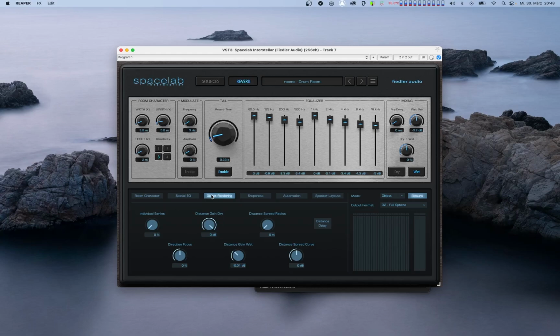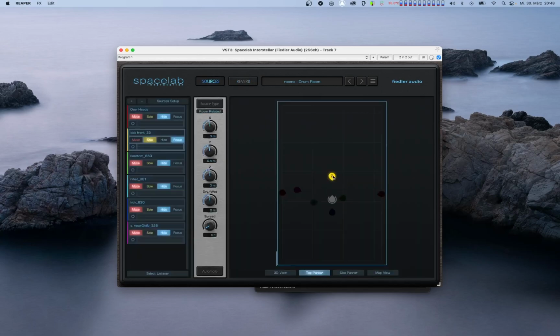Positive values of direction focus emphasize each object's early reflections in its direction, while negative values emphasize early reflections in the opposite direction.